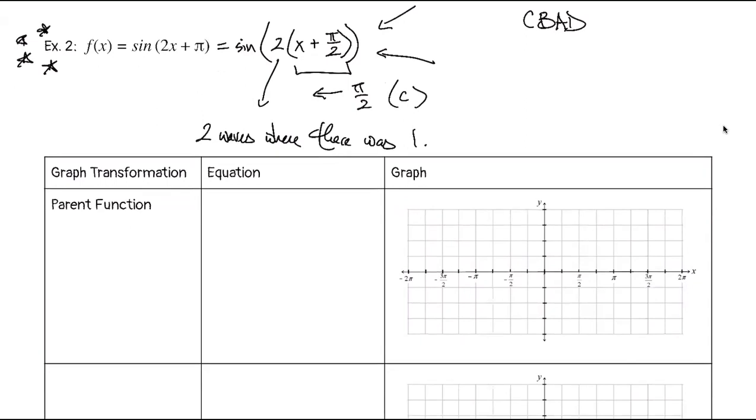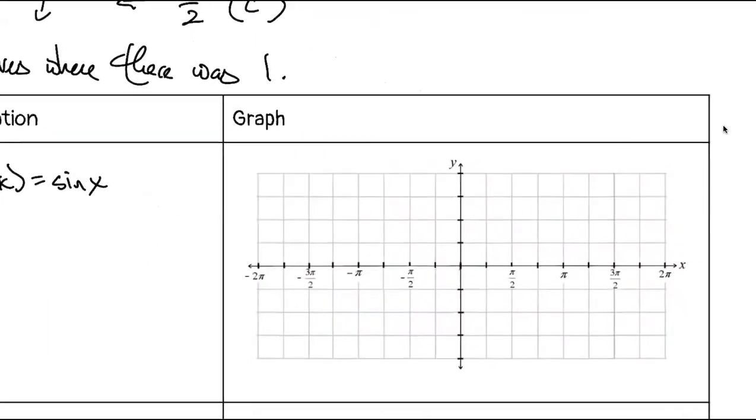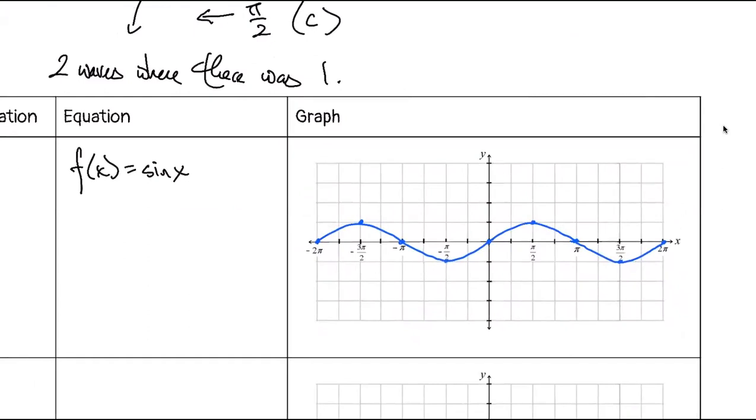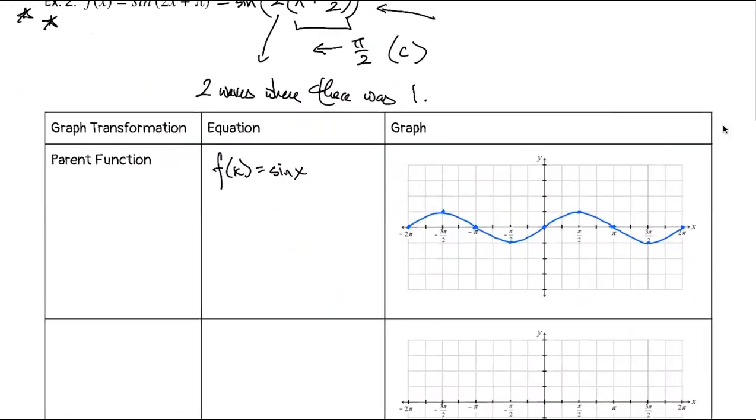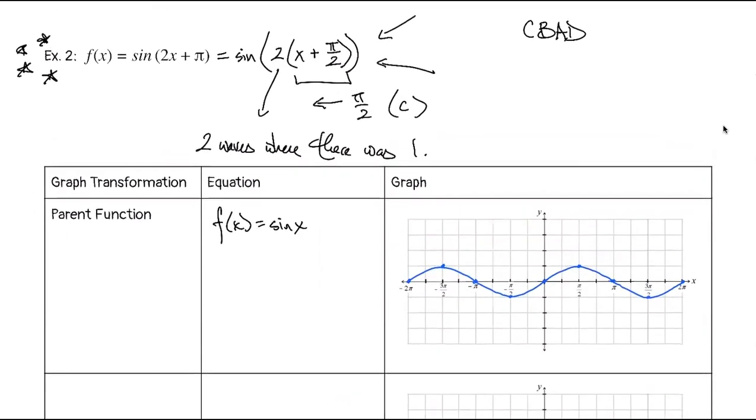So let's start with our parent function. We've got f of x equals sine x. And I'm gonna graph that over here. So we've got 0 and 1 and 0 and -1 and 0, and the same thing on the other side. That is something that we want to get pretty familiar with graphing. Please don't be sloppy with your graphing and just draw some waves on a piece of paper. Please plot out these points.